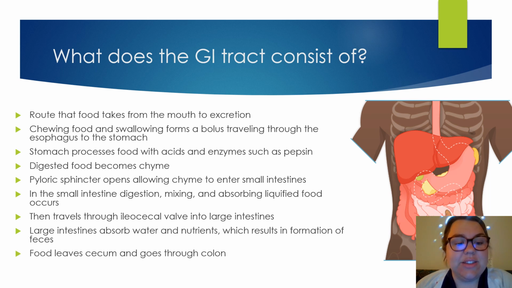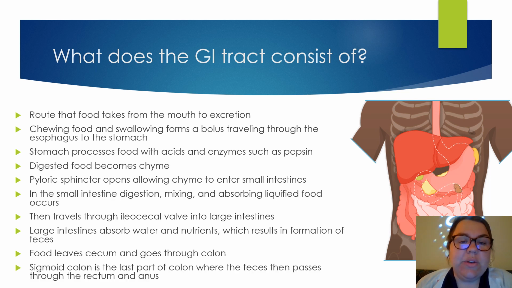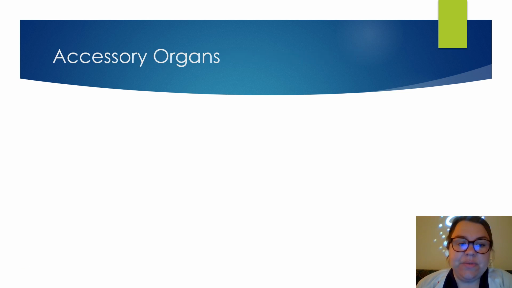Now, the large intestine is going to absorb water and nutrients, and it actually helps result in the formation of feces. The food is leaving the cecum and going through our colon. The sigmoid colon is the last part of our colon. This is where the feces is going to pass through the rectum and the anus.